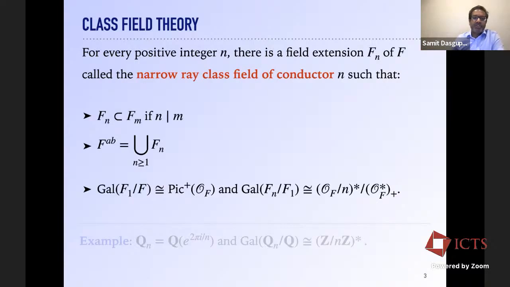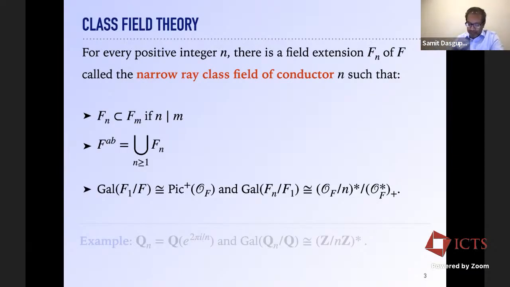And then we have an explicit description of the Galois group of F_n over F. I'm not going to write what that is in general. In general, it's some generalized class group. When n is 1, it really is the narrow class group, the narrow Picard group. And the Galois group of F_n over F_1 is very easy to describe. It's O_F mod n star, modulo the image inside O_F mod n of the group of totally positive units of F.